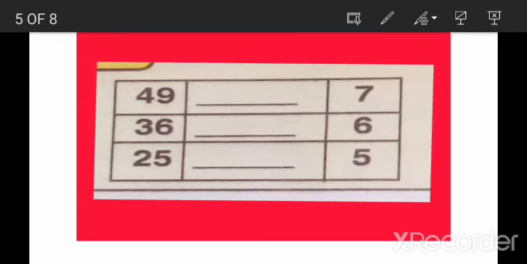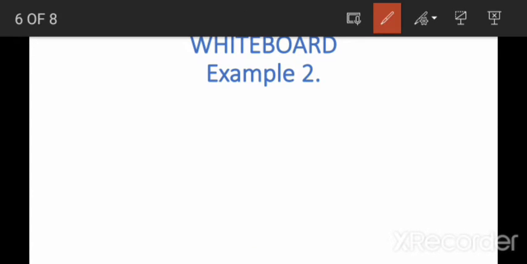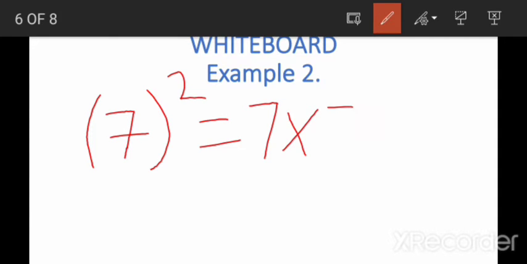Assuming our 49 was not given, for us to get our 49, we have it as 7 squared, which is equal to 7 times 7, and 7 times 7 is equal to 49. So that's how the 49 was gotten.